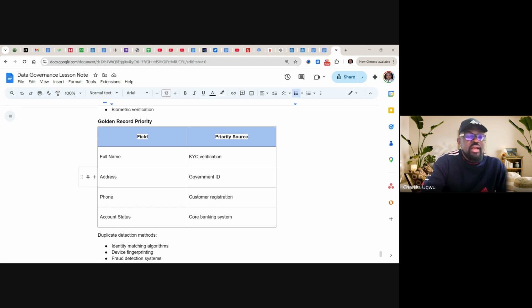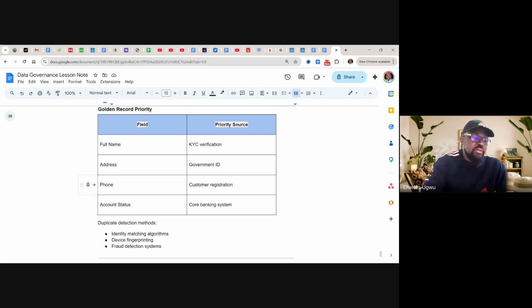That means before they can take your name, you must submit all these government IDs to give you access into the bank system. You must equally submit government ID that carries your address. And your phone number has to be collected during the registration. And your bank account status can only be seen via the core banking system.